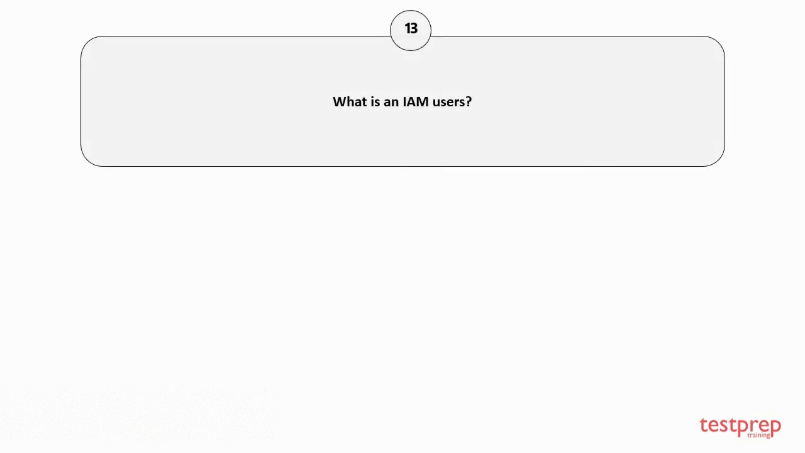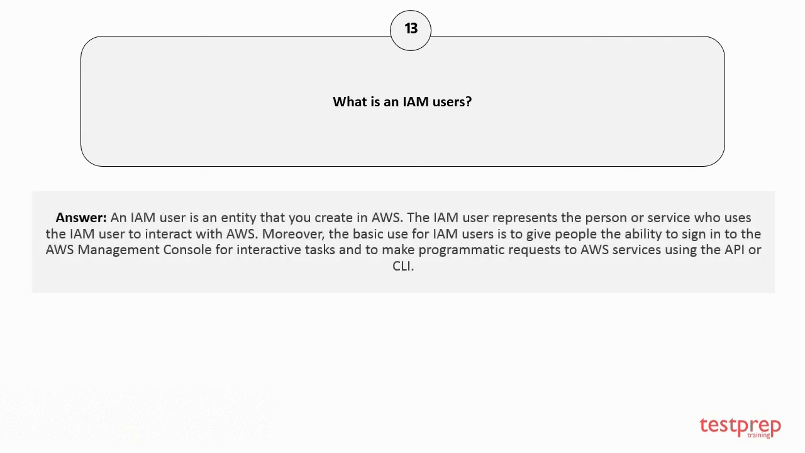Question number 13. What is an IAM user? Your answer is: an IAM user is an entity that you create in AWS. The IAM user represents the person or service who uses the IAM user to interact with AWS. Moreover, the basic use for IAM users is to give people the ability to sign into the AWS Management Console for interactive tasks, and to make programmatic requests to AWS services using the API or CLI.